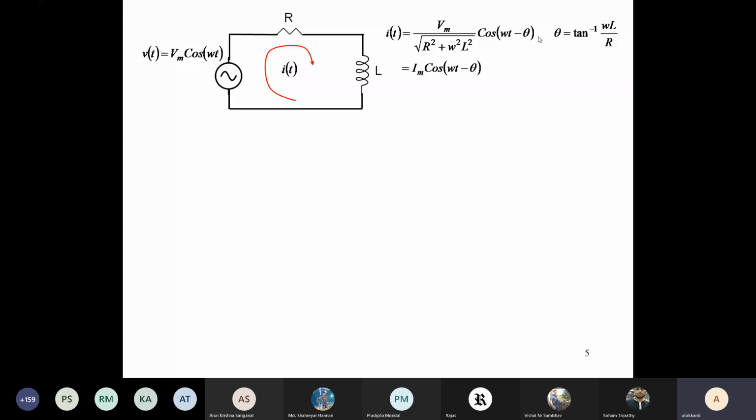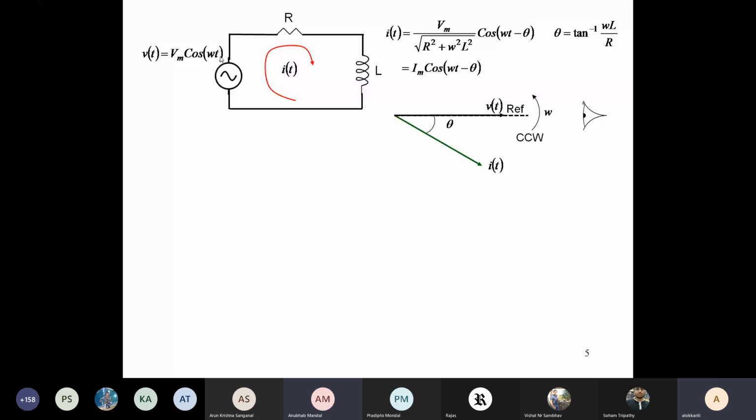If you draw the phasor, we have done this in the previous class. This is the reference, and the phase associated with the voltage is omega t plus 0. If we align the voltage phasor along the reference, where will the current phasor be? Theta degrees behind the reference, in the clockwise direction.